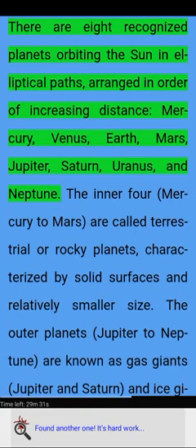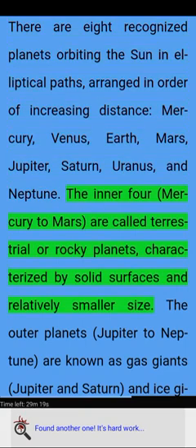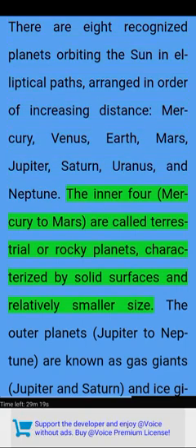There are 8 recognized planets orbiting the sun in elliptical paths, arranged in order of increasing distance: Mercury, Venus, Earth, Mars, Jupiter, Saturn, Uranus, and Neptune. The inner 4, Mercury to Mars, are called terrestrial or rocky planets, characterized by solid surfaces and relatively smaller size.